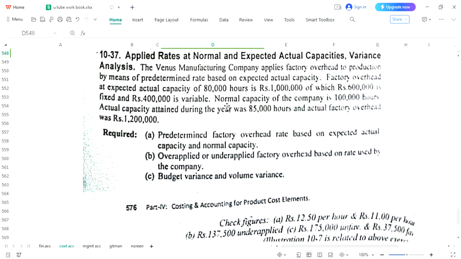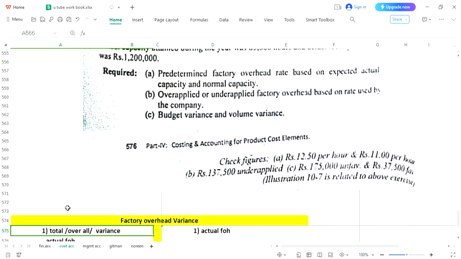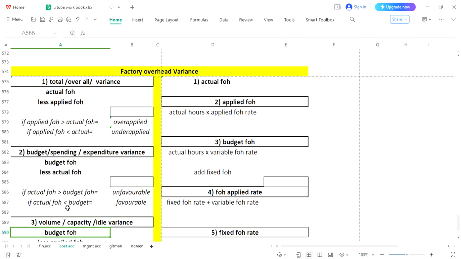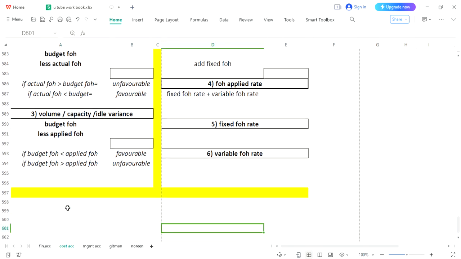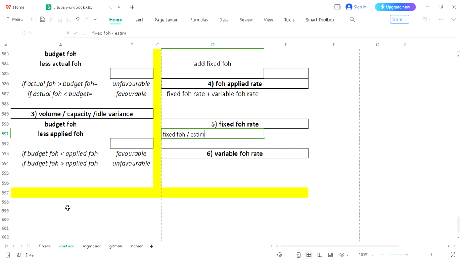And beside this, normal capacity is also mentioned. I will let you know, if you want to calculate your formulas, we have two options. First, as you know that fixed FH rate, how it is calculated, you can write over here as well. You know the formula, fixed FH is divided by estimated hours. You write in the same way.